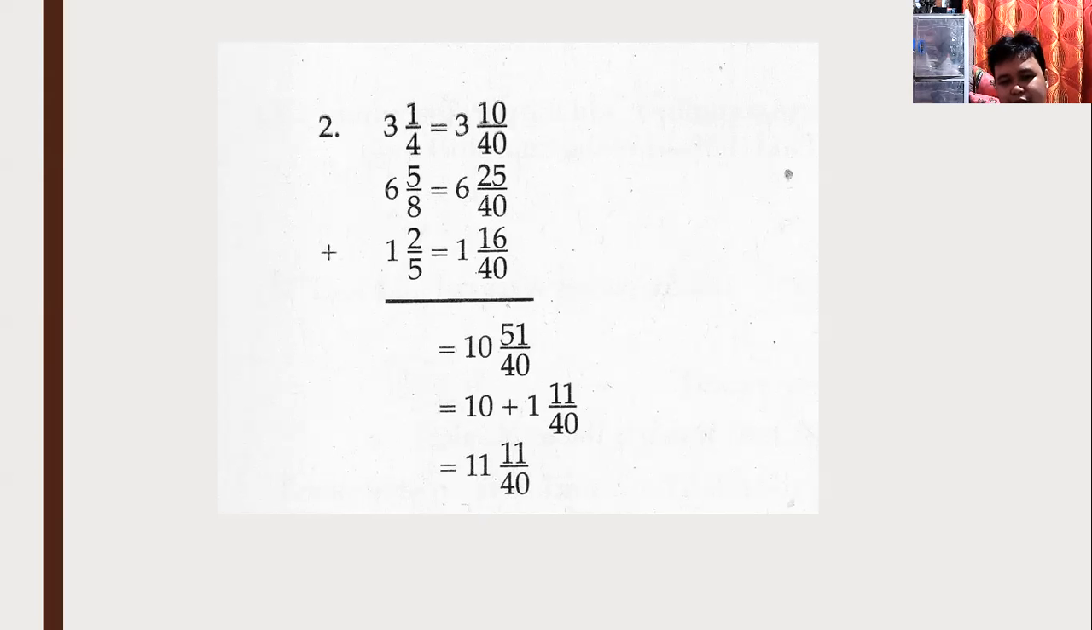So nangyari, i-add mo muna, 3 plus 6 plus 1, di 10. Add mo na rin yung nasa numerator mo, 10 plus 25, 35, plus 16, 51. Same na ang denominator mo. So, yung numerator mo, na-add mo na 10 plus 25 plus 16 is 51 over denominator mo 40. So, 51 over 40. So, i-divide mo siya. Di ba? Kung 40 divide 10, 4.